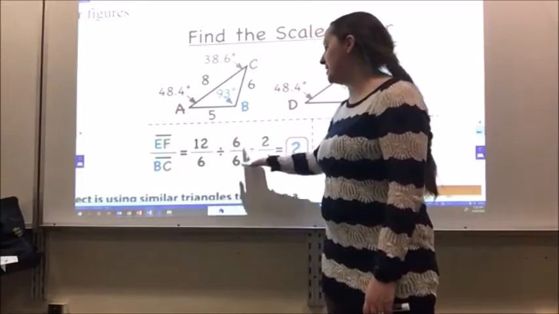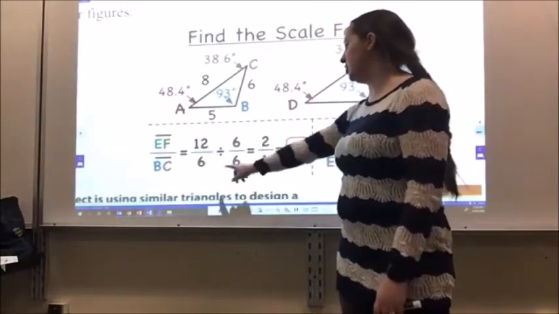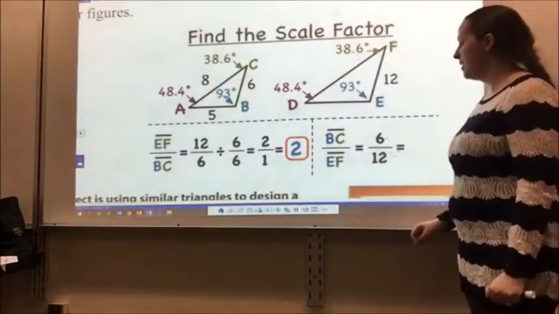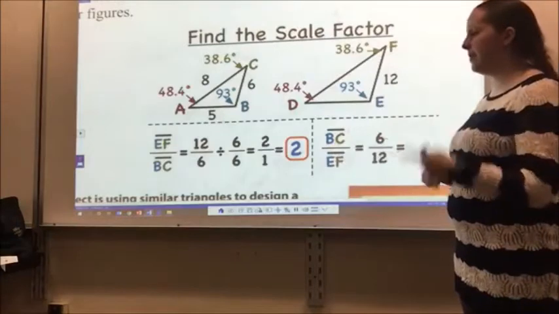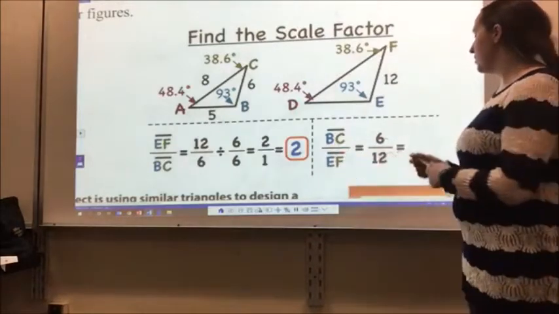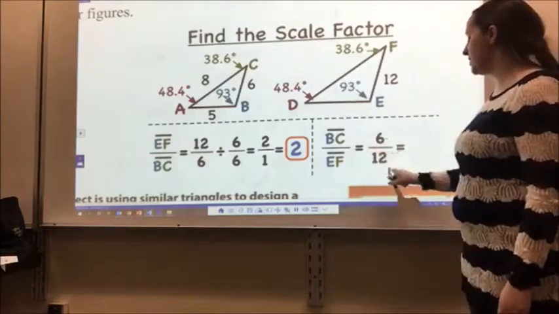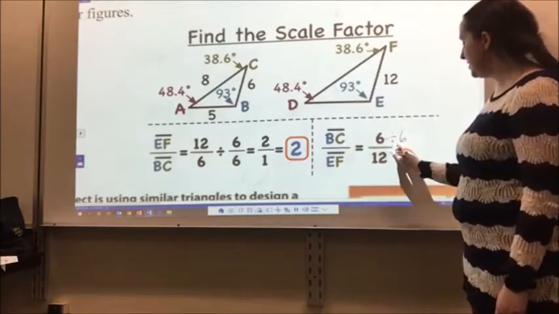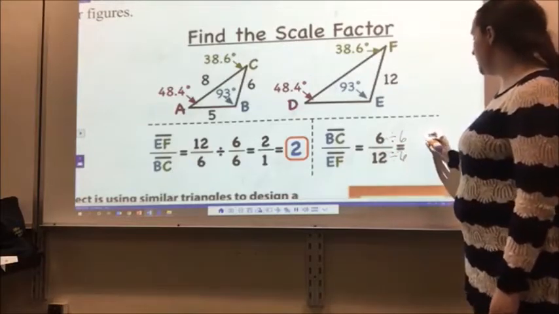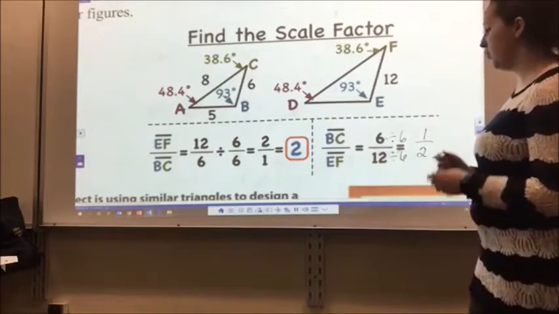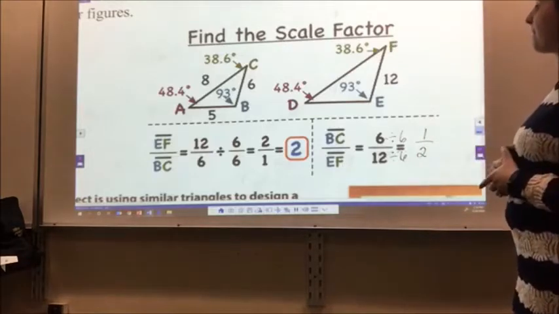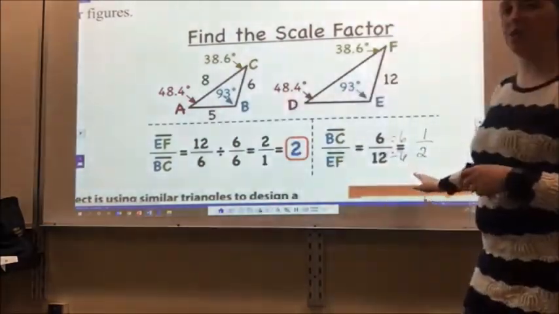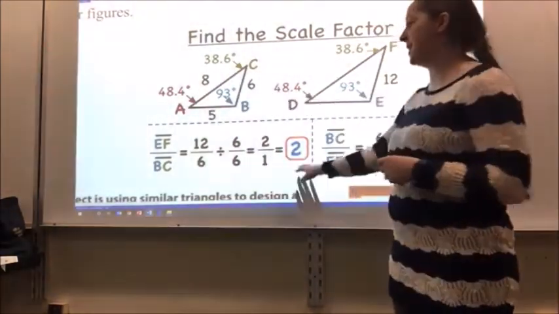I divide both sides by 6. 12 divided by 6 is 2, 6 divided by 6 is 1. So 2 is my scale factor. If I do the same thing and I flip it, BC to EF, well, BC is 6, EF is 12. I can divide both of these by 6. So this gives me 1/2. So scale factor 1/2. If I'm going from big to small, I'm scaling down by 1/2, and if I'm going from small to big, I'm scaling up by 2.